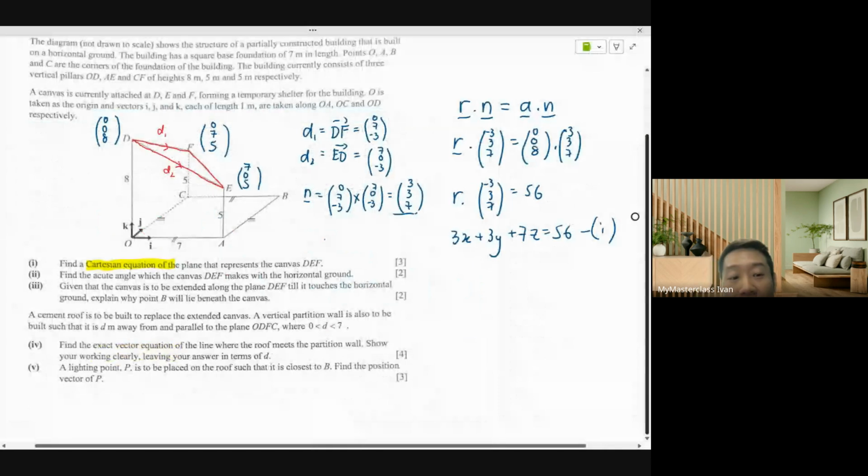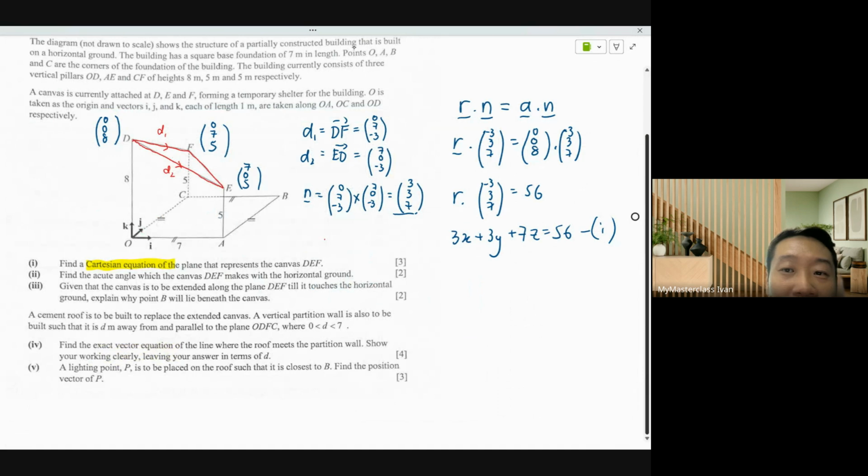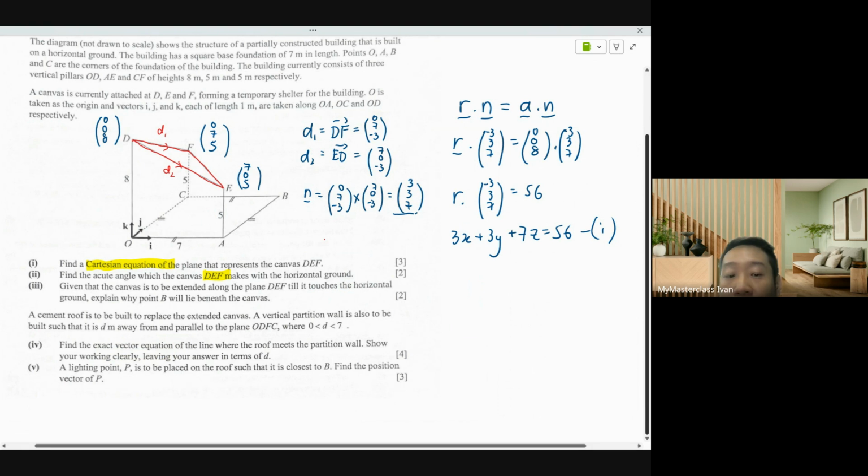Okay, can? Yeah, next one, find the acute angle between the canvas DEF and the horizontal ground. DEF is a what, Josh? Plane or line? Plane. The horizontal ground, plane or line? Plane also. But the horizontal ground is what plane? So for DEF, always use the R dot n form. So R dot negative 337 is equal to 56. That's the first one, right?